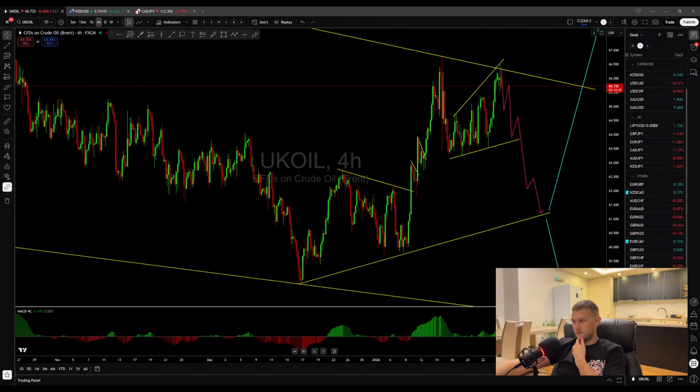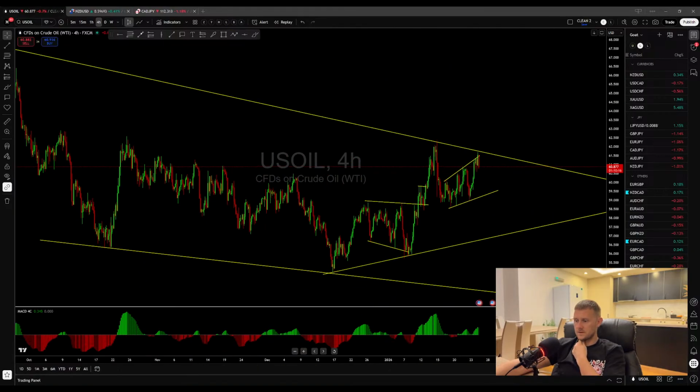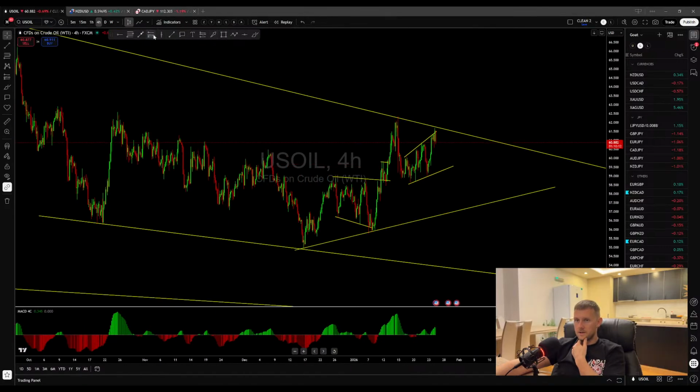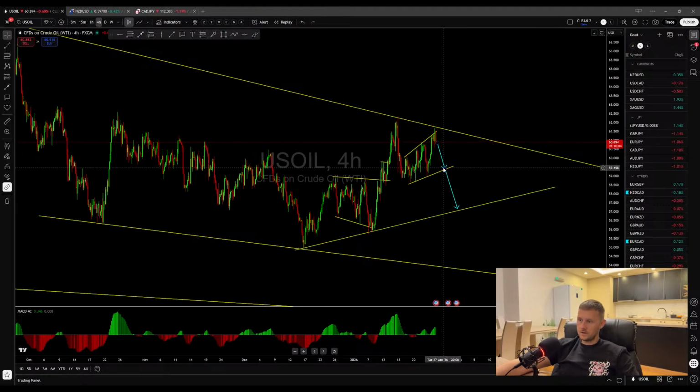Yeah, we will wait. US oil, same there. That one is even better. I like it very much. And now we are going for this movement. First back to the trend line, but I do believe this time we will go through that trend line. We will be breaking this structure over there. So watch it. Good setup as well.